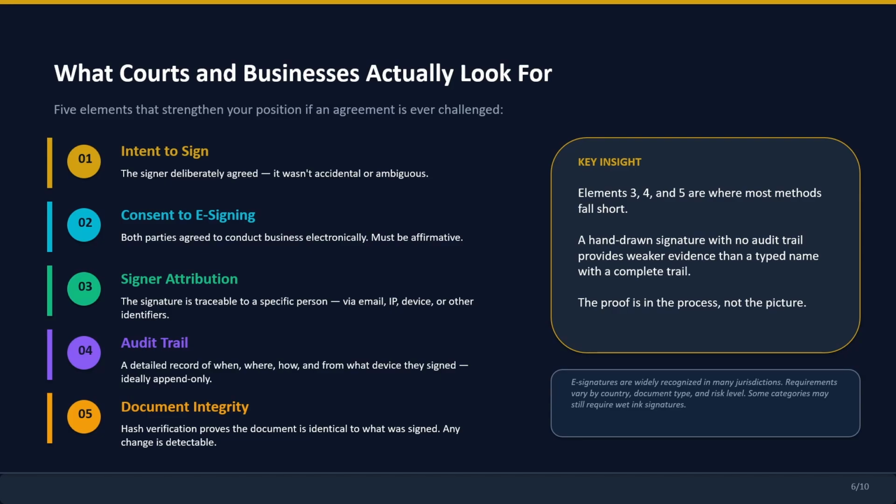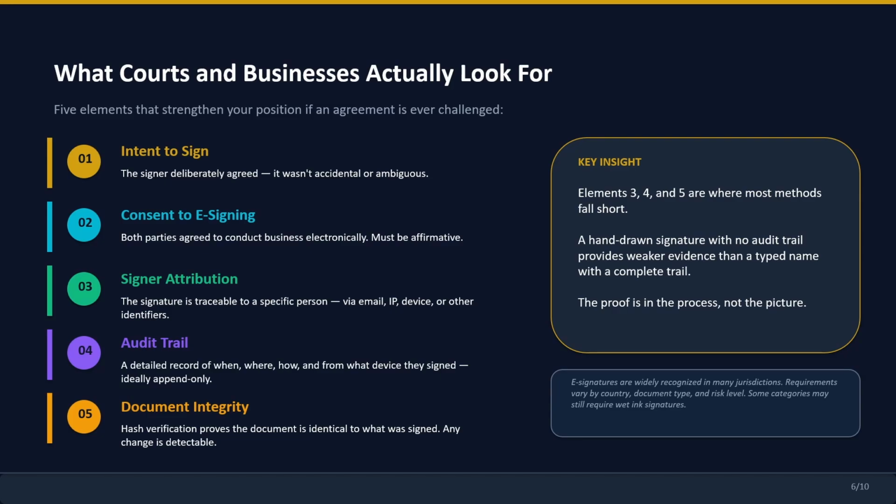Here is the key insight. A beautiful hand-drawn signature with no audit trail actually provides weaker evidence than a simple typed name, backed by a completed audit trail and hash verification. The proof is in the process, not in the picture.